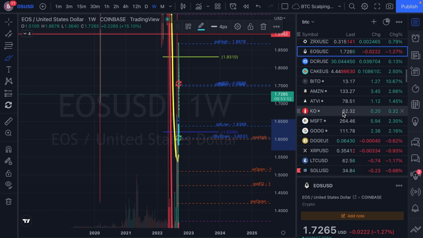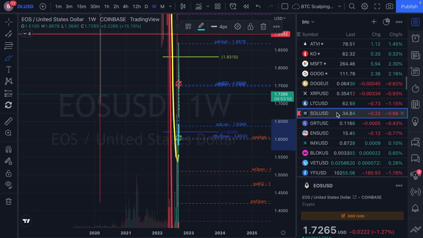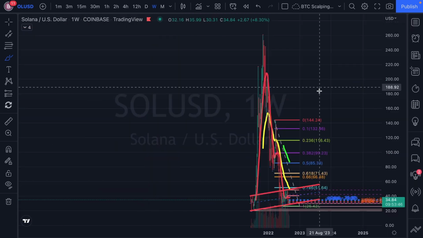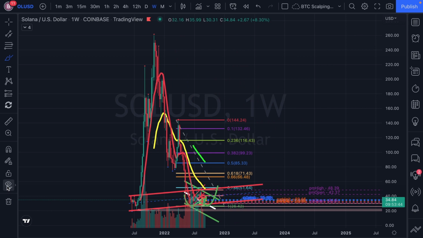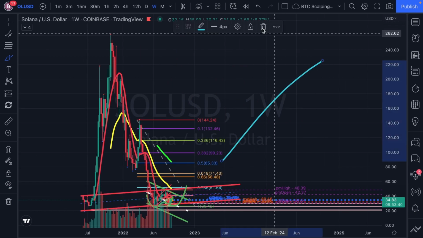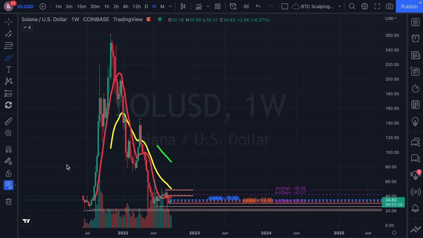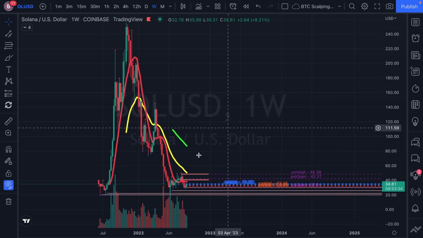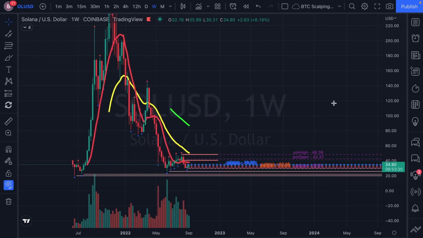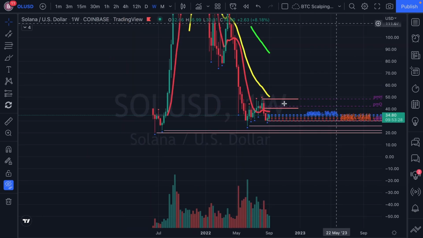I know I want to do Solana. Okay, there you go. There's Solana. This is Solana on a weekly. Let me remove my doodles. This is Solana on a weekly. This looks really, really rough for anyone who bought anything higher than where it is right now. So I apologize. I'm not trying to laugh at your misery, but yeah, that is crazy.